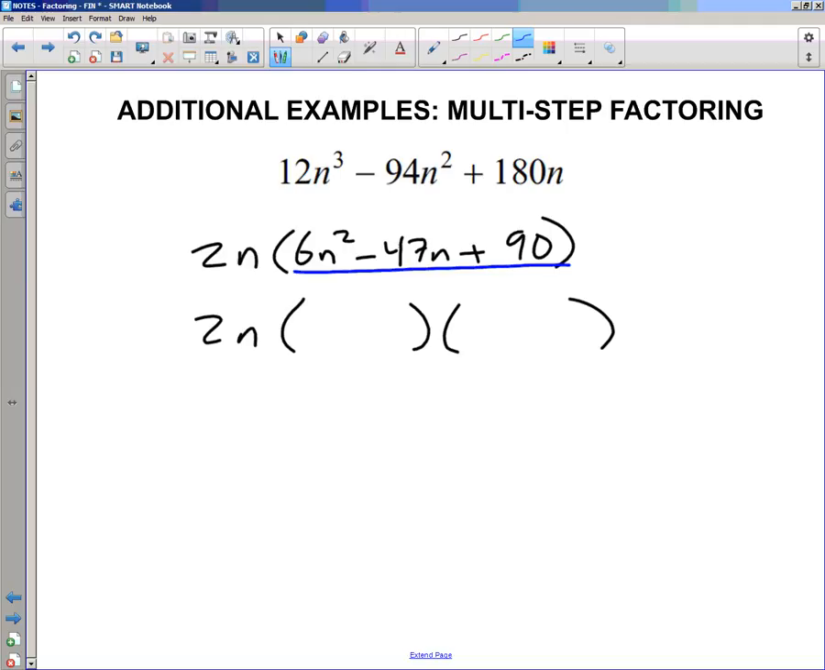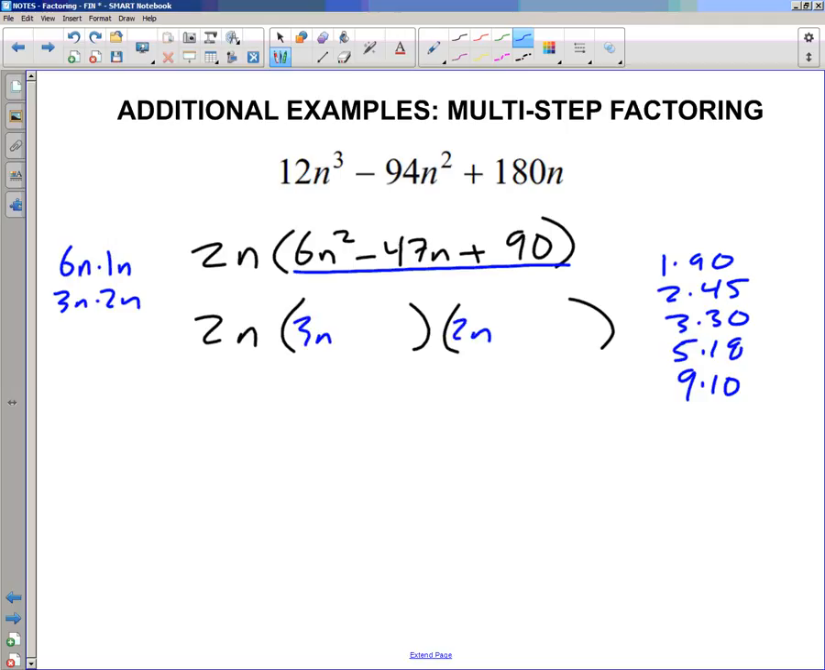Off to the side, I'm going to go ahead and write down my factors for 6n squared. That could be 6n times 1n, or 3n times 2n. 90, we got some options. 1 times 90, 2 times 45, 3 times 30, 5 times 18, 6 times 15, 9 times 10. All right, so we've got several options going on here. This may take us a bit, but we'll work through it. Let's go ahead and try the 3n and the 2n to begin with. And I don't know, I'm going to go for the 9 and the 10.